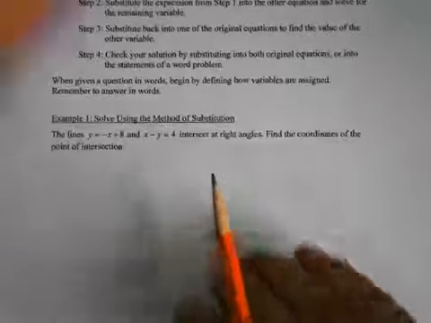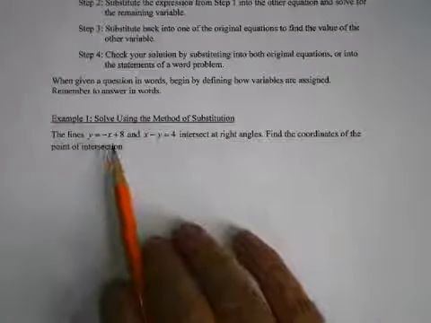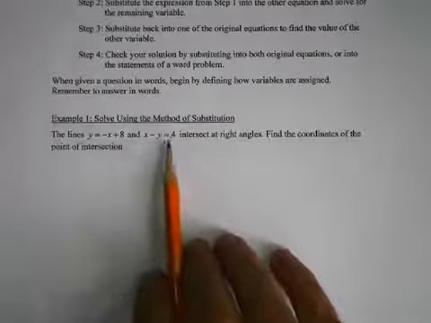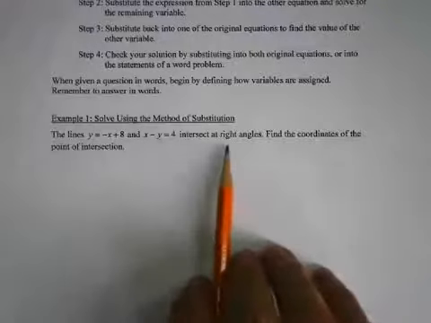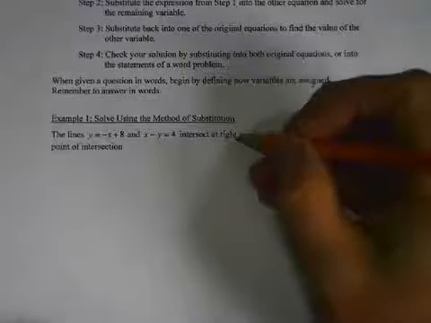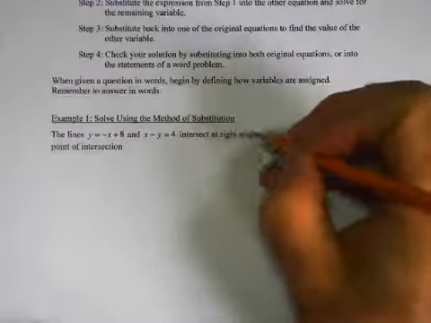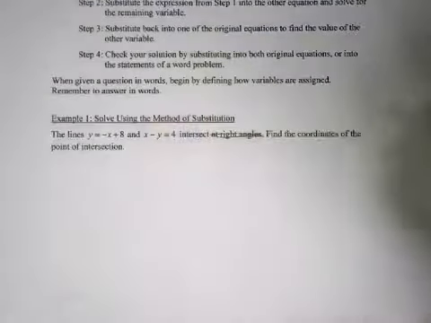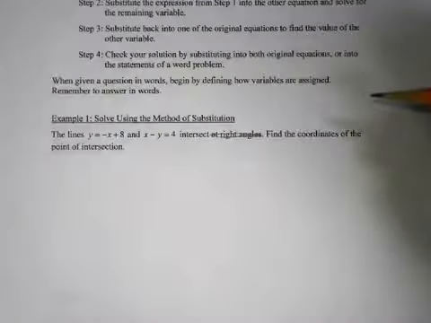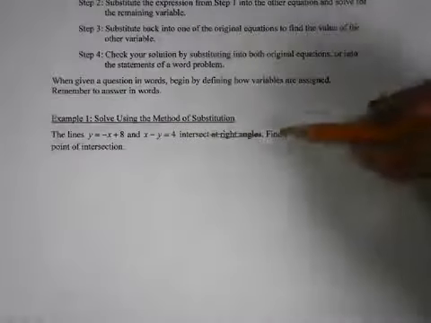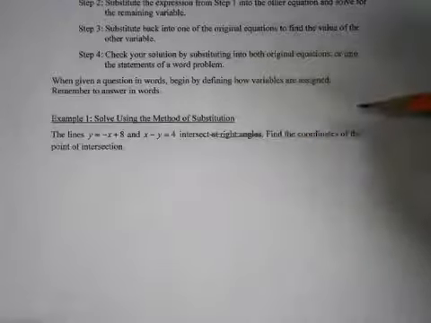Okay, so let's go right to the first example here. It says the lines y equals negative x plus 8 and x minus y equals 4 intersect at right angles. Now, this is totally unimportant here. The fact that they intersect at a right angle is not even going to be used here, so it didn't have to be part of that. They actually do intersect at a right angle, but that's not going to be actually used. Okay, find the coordinates of the point of intersection.